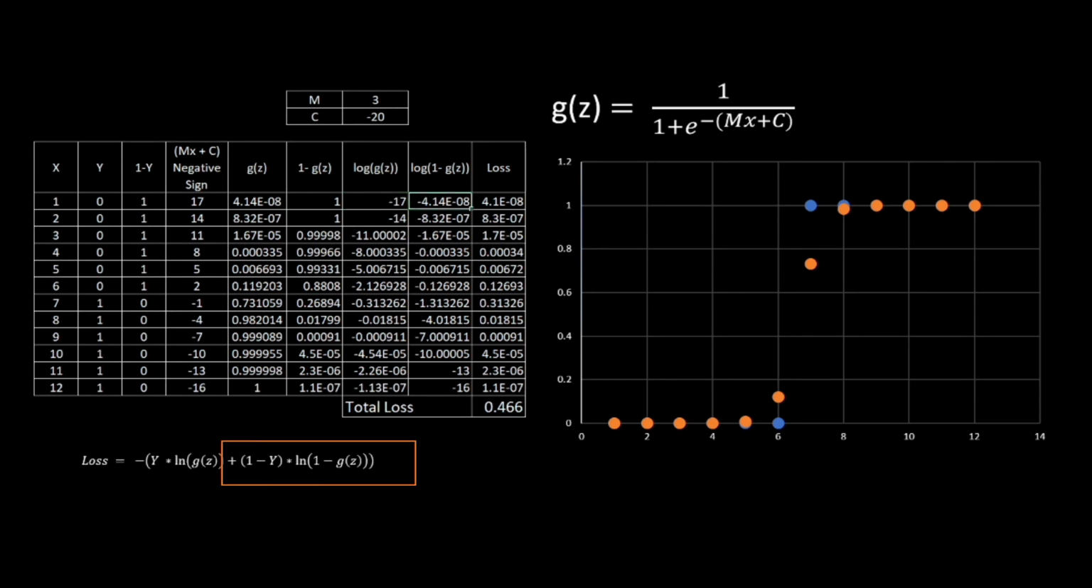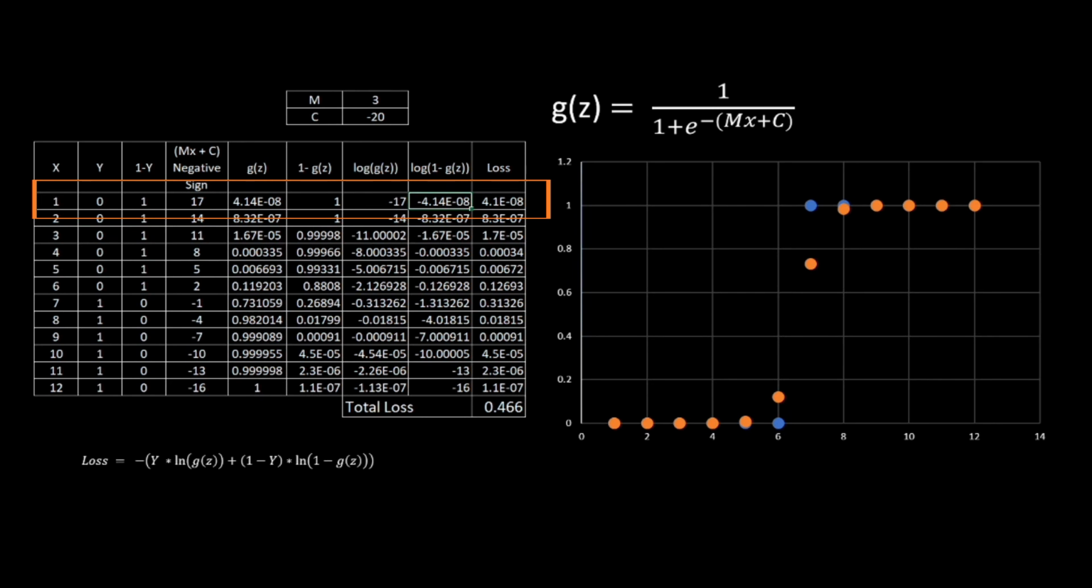Now we have the second term, which is actually very small, that is going to multiply to 1 minus y, which is 1 over here. And that 1, when gets multiplied to this very small value, you will end up with a very minimal loss. So in total, your loss will be very low when you are giving the correct prediction.